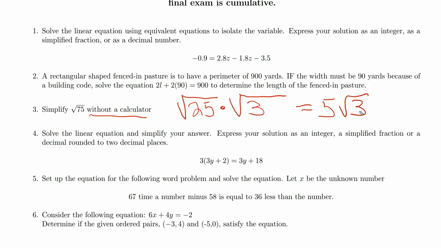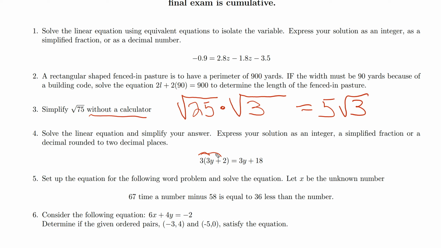All right, going on to number 4. Solve the linear equation and simplify your answer. Well, again, it only has one variable. So we need to distribute, clear parentheses, and then get all the y's over to one side, all the numbers over to the other, and then divide by the numerical coefficient, that is the number that's with the y, both sides.